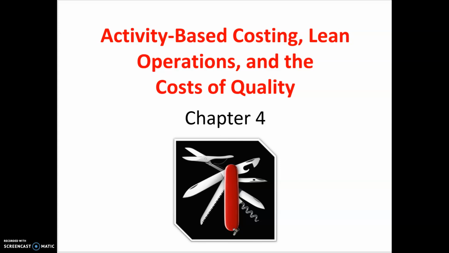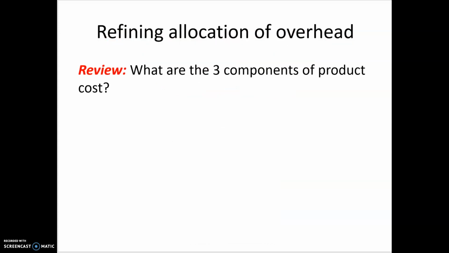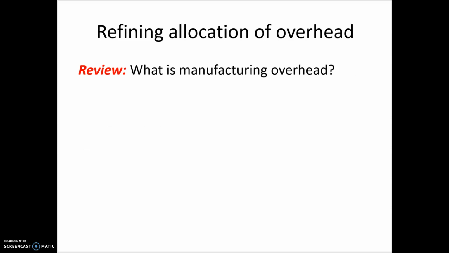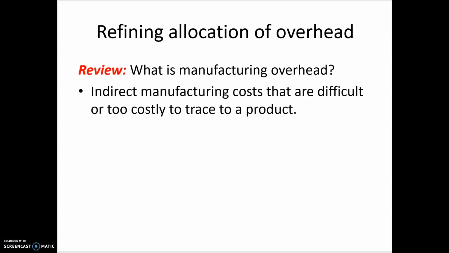So we really want to try and be as accurate as possible when we allocate overhead. So let's just review a few things that we've already learned. First off, what are the three components of product costs? What are our three product costs or manufacturing costs? We learned this back in Chapter 2. They're direct materials, direct labor, and manufacturing overhead. And what is manufacturing overhead? Manufacturing overhead are the indirect manufacturing costs that we can't trace to the product, right?